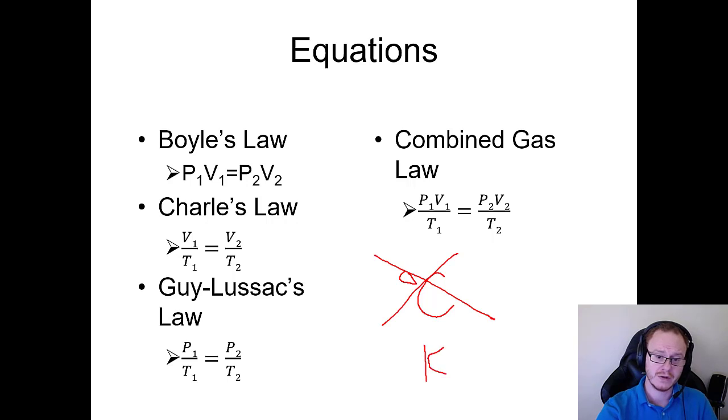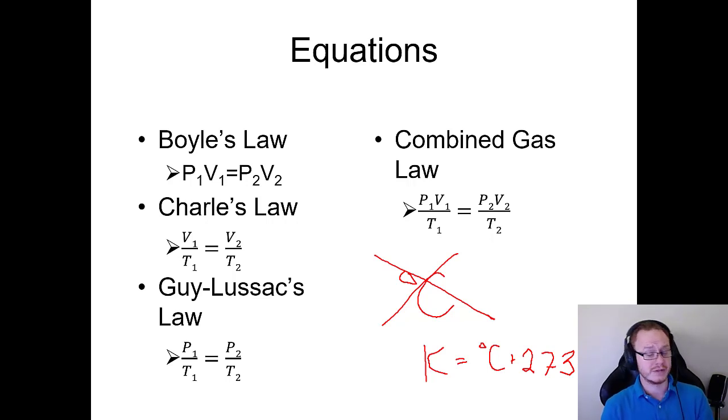Instead, we use the Kelvin scale. Now, the Kelvin scale we'll talk about. It's actually relatively easy to do. The degrees Kelvin is your degrees Celsius plus 273. We realistically can't reach 0 degrees Kelvin. That's something known as absolute zero. The molecules are not moving at that point.